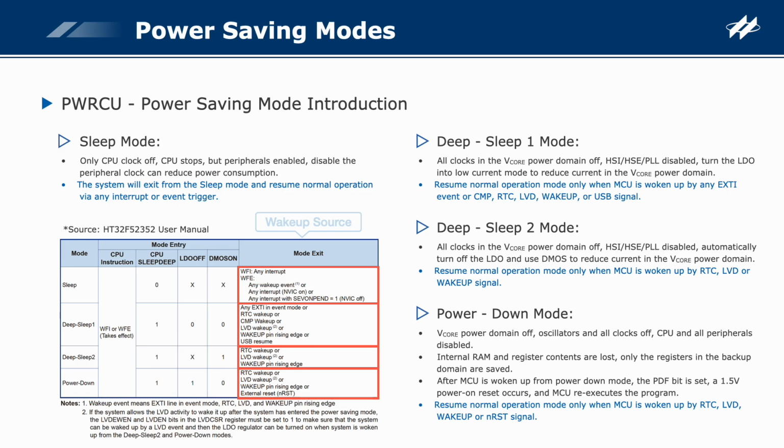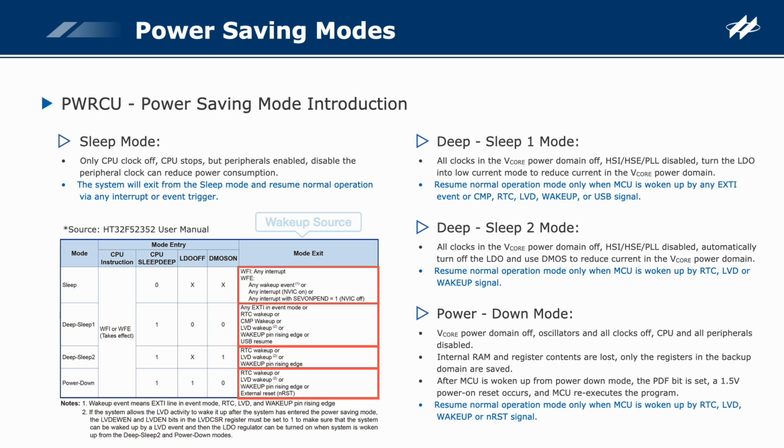In the power down mode, V-core power domain is off. VDD is reserved in the backup power domain for power, oscillators and all clocks are off. CPU and all peripherals are disabled. Internal RAM and register contents are lost. Only the registers in the backup domain are saved. When the MCU is woken up from power down mode, the PDF bit will be set, a 1.5 volt power on reset will occur, and the MCU will re-execute the program.